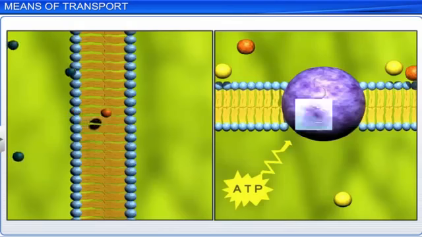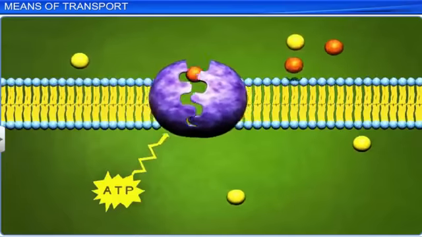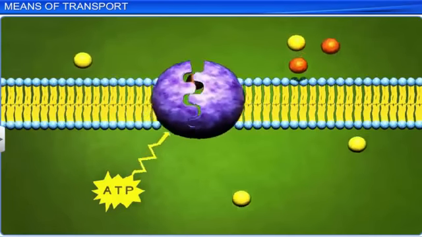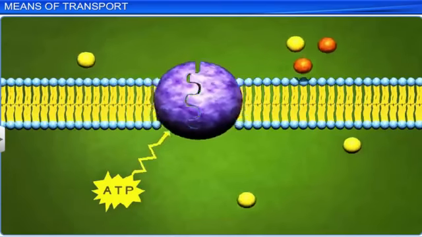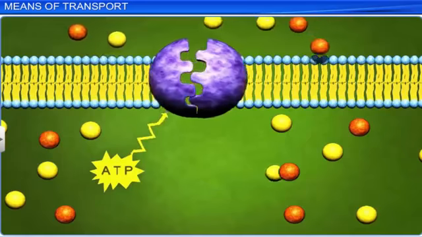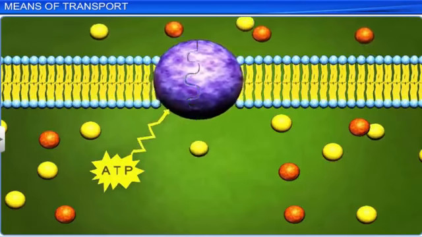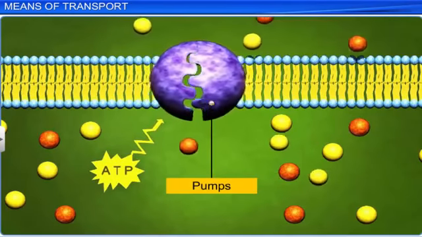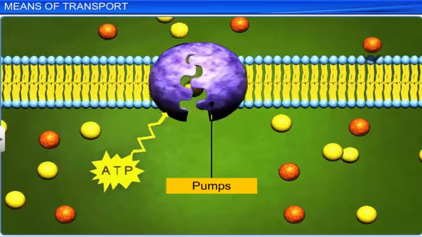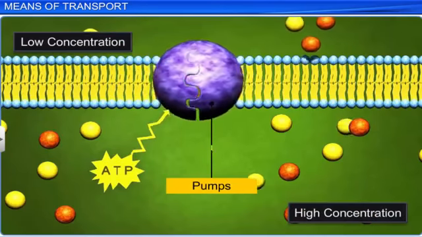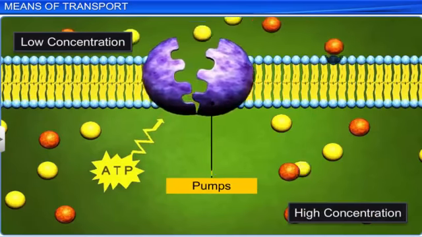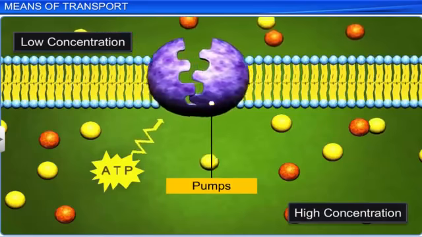Unlike diffusion, active transport requires energy to move molecules against the concentration gradient. It is carried out by membrane proteins that use energy. These proteins, called pumps, can also transport substances from low concentration to high concentration, which is referred to as uphill transport.